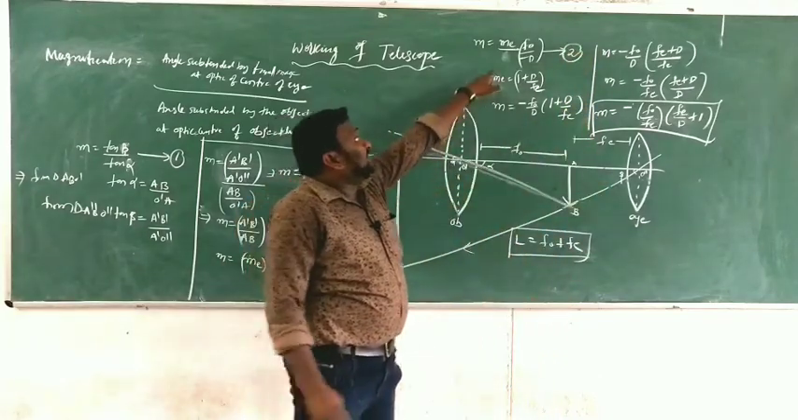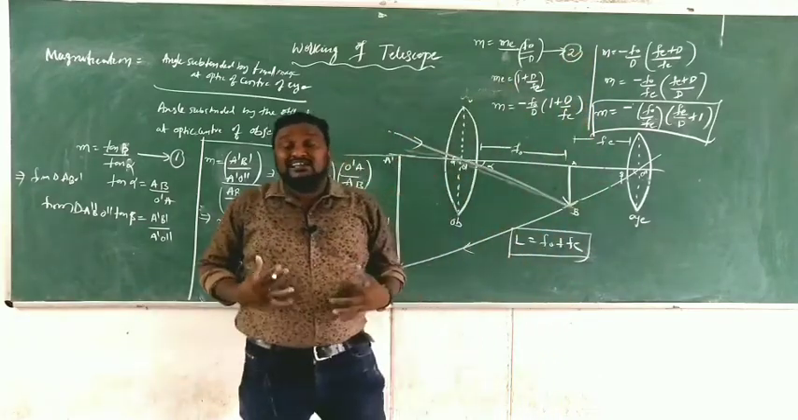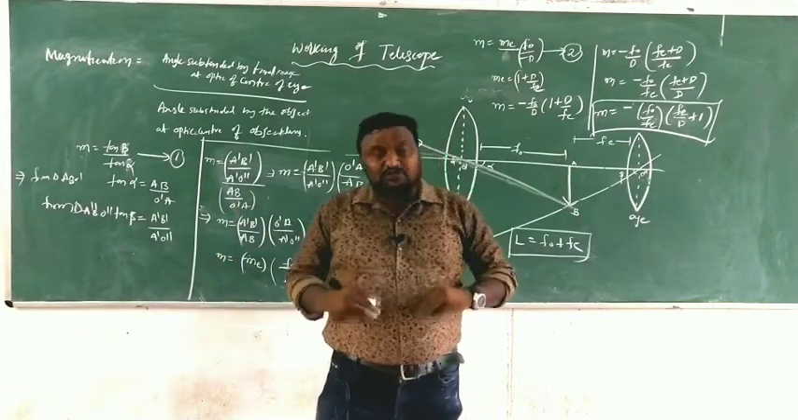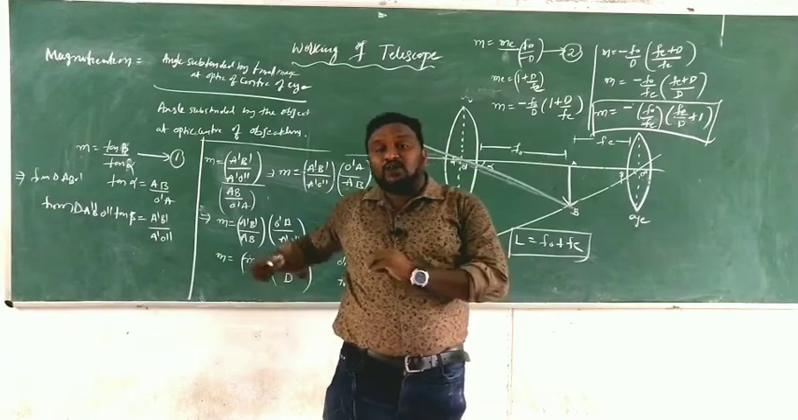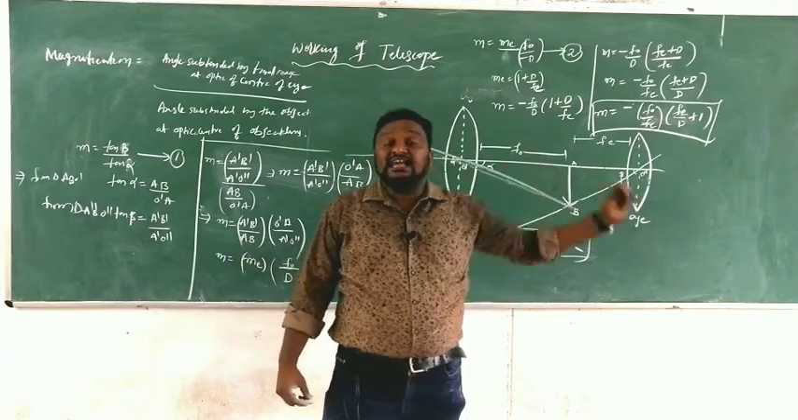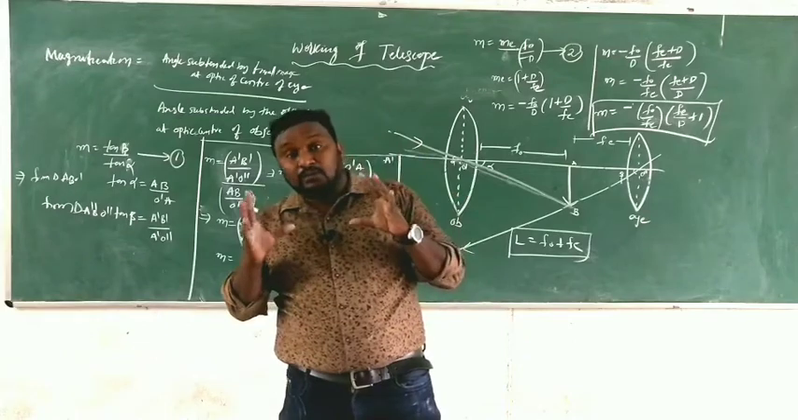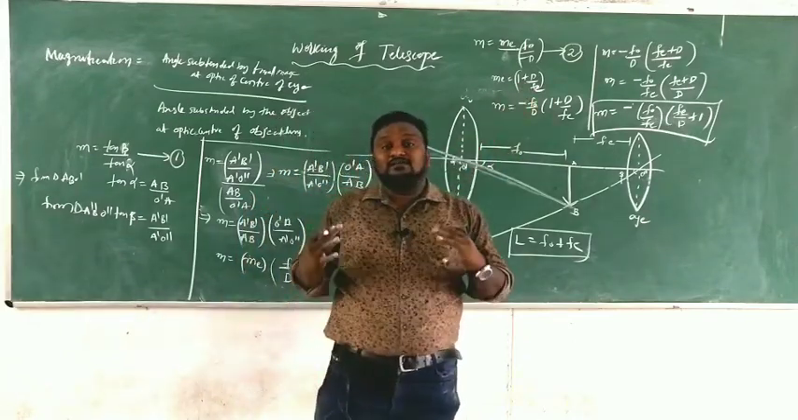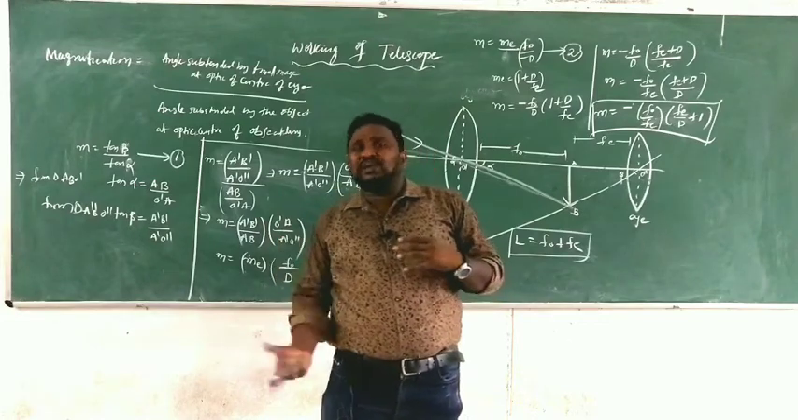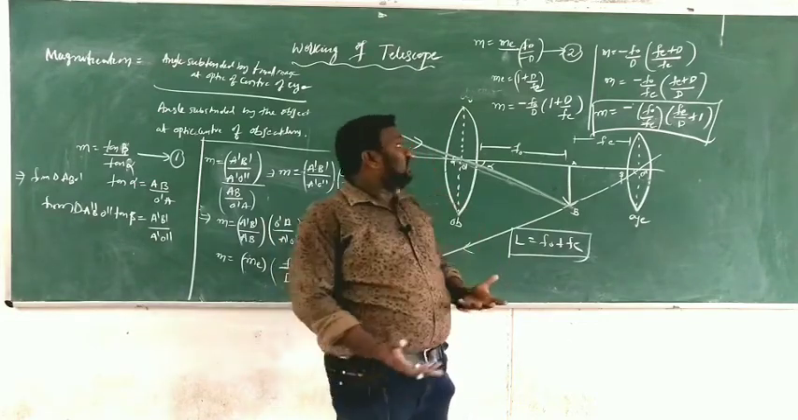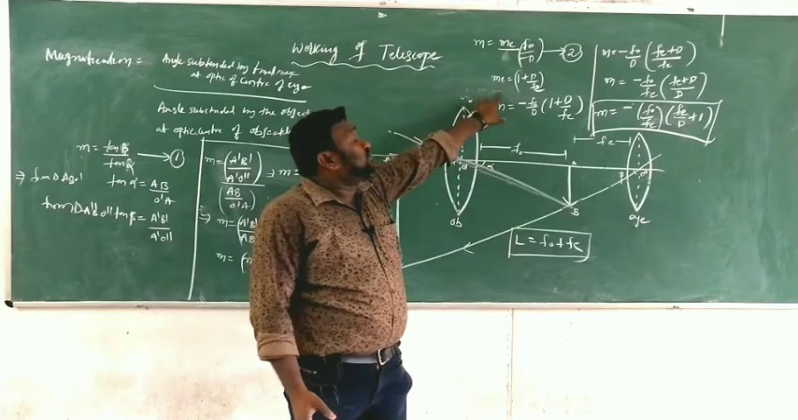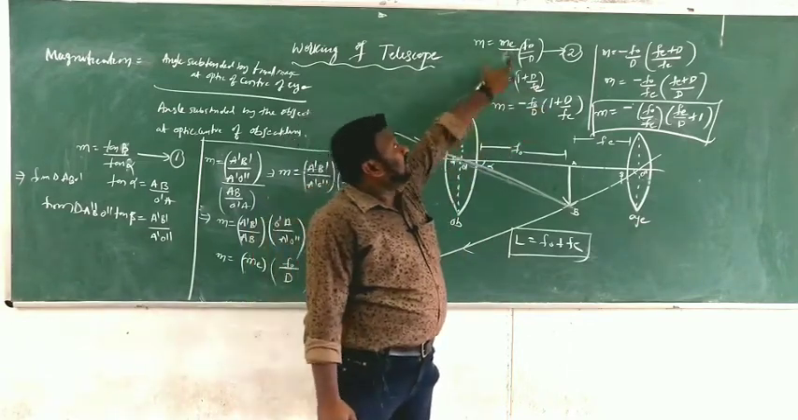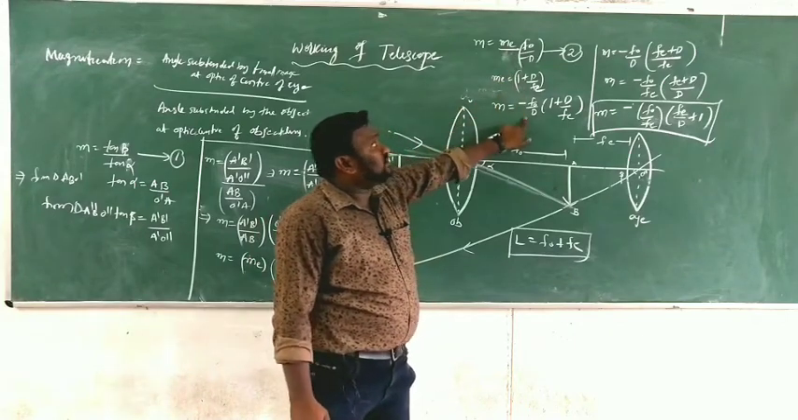Here, in that, what do you have? ME. What is that? ME means the magnification of the eye lens. So all of you know what that is: in the absence of the object lens, the eye lens acts as a simple microscope. That's why here 1 plus D by FE is the magnification of a simple microscope. That's why we are writing now ME is equal to 1 plus D by FE, and ME means we substitute this value, and we are getting this one.